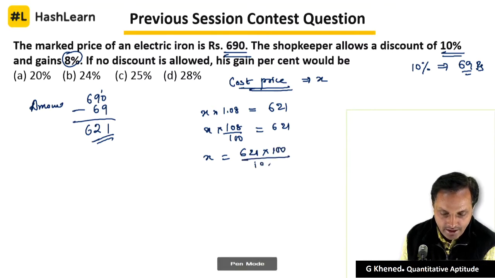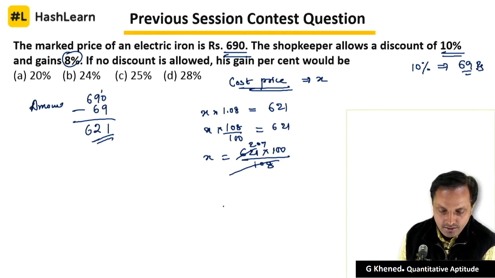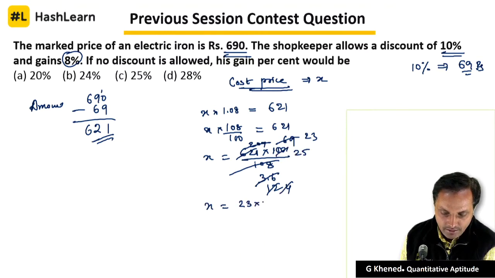Divided by 108. So this goes in 3 2s are 6, 3 7s are 21. This also goes in 3 3s are 9. 3 6s are 18. 3 1s are 3, 3 2s are 6, 3 6s are 18. 3 9s are 27. 3 4s are 12. 3 2s are 6. 3 3s are 9. So this is 25. So X will be 23 into 25.